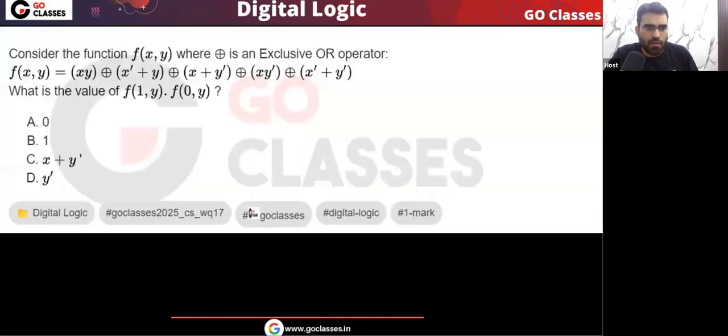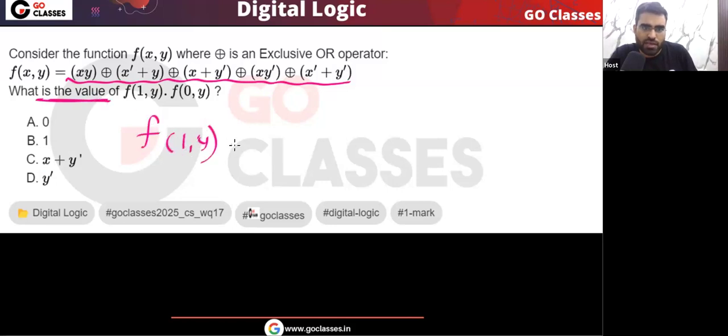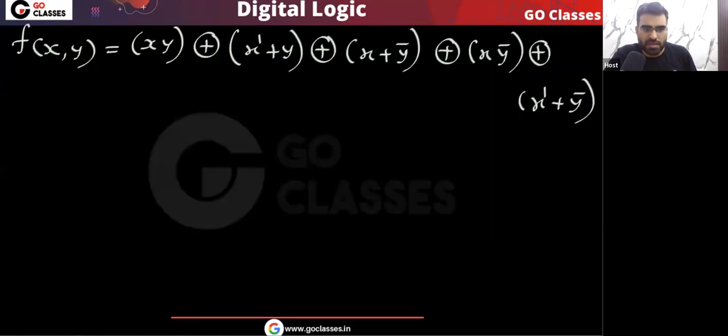Now, this is our function that we have written. The question is simply asking what is the value of f(1, y). You find this f(1, y) and f(0, y). This is what the question is asking. A very simple thing I'm asking you, tell me, what do you think about this?